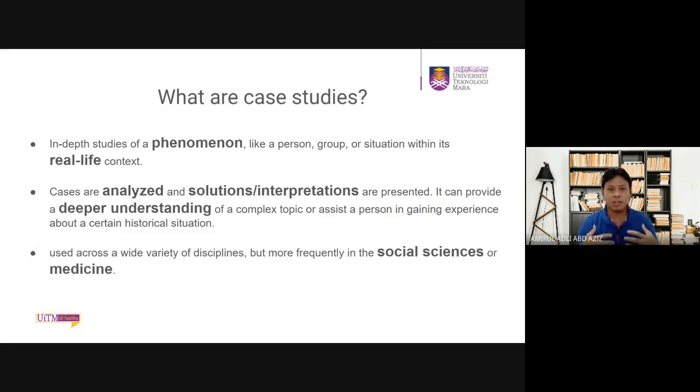Okay, so that you can supply good nutrients for everyone regardless of gender or income, and so on and so forth. Okay, so those are the functions. Okay, you generate a case good enough so that other people in the future can refer to your case and then follow your suggestion. Okay, and then as mentioned earlier, it is used across a wide variety of disciplines, but more frequently the social sciences or medicine.